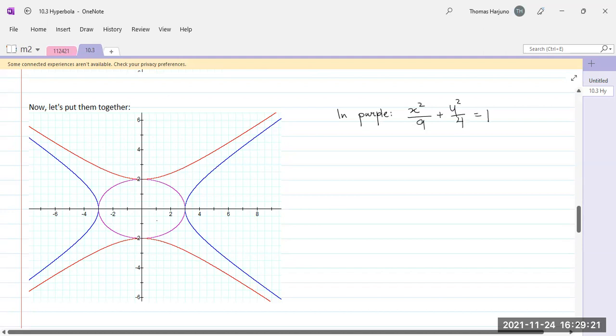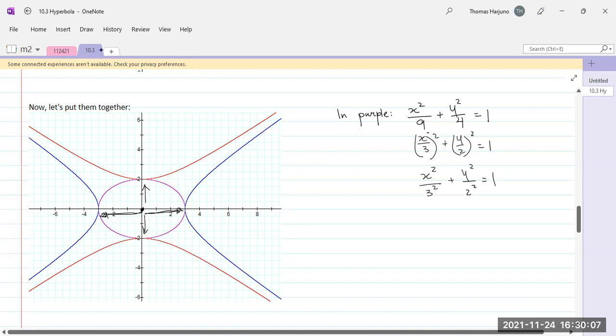And x squared over 9 means the center is the origin, 0, 0. You go 3 units to the right and 3 units to the left, because we have x squared over 9. You can see that as x squared over 3 squared plus y squared over 2 squared equals 1. That's just a different way of writing it. From there you see that the center is the origin, and you go 3 units left and right, and 2 units up and down to get that ellipse.